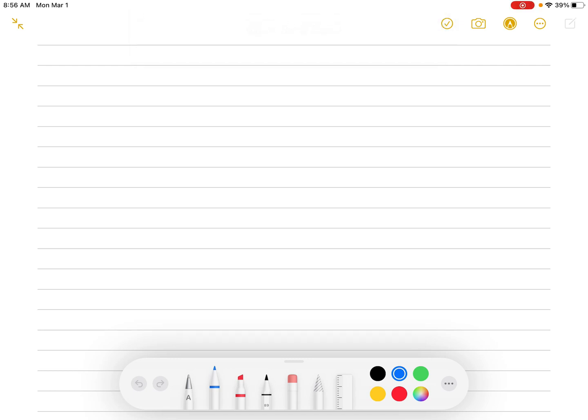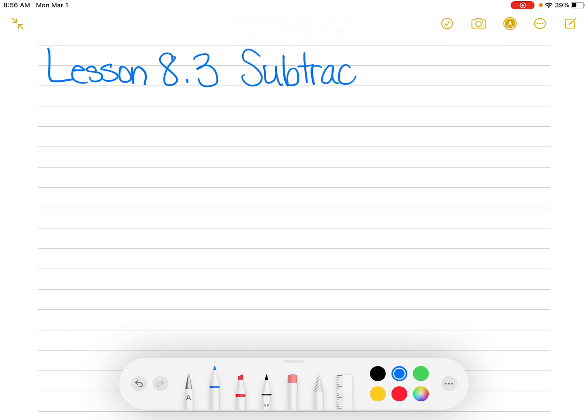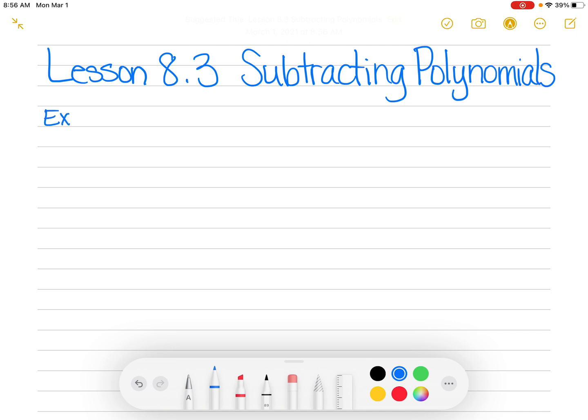Hello students, today we are doing lesson 8.3 and it is on subtracting polynomials. So yesterday, or the last lesson, we did adding polynomials and this is exactly the same, but we're going to be subtracting them. So we're going to do 3 examples on this one, and after the first one I'm going to have you do the examples and then come back and watch me do it.